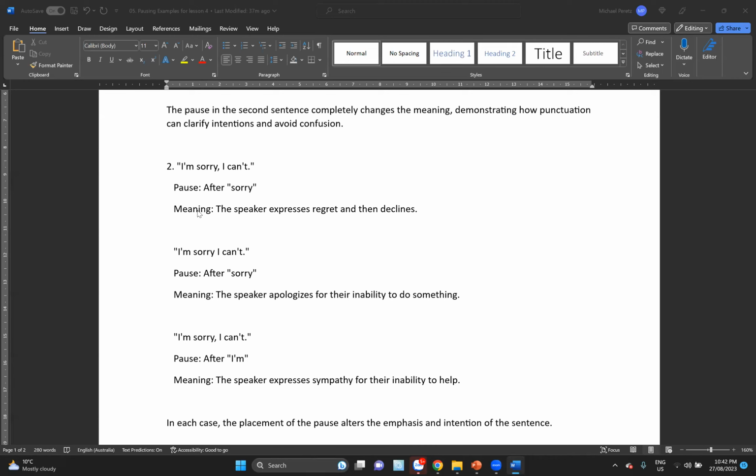And so what that sentence is saying is, say your friend asks you to go to the movies with them on the weekend, but you're already busy doing something else and you'd say it like that, I'm sorry, I can't. Because that pause separates the two parts of the sentence. So first the apology, and then the declining of the invitation. So very good.